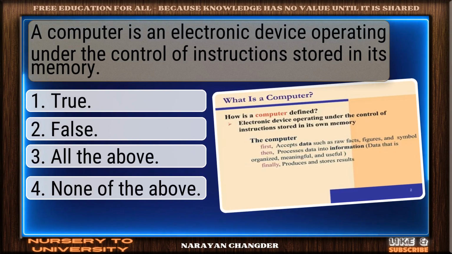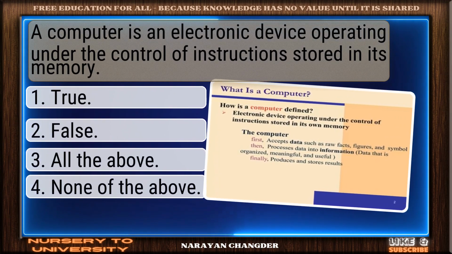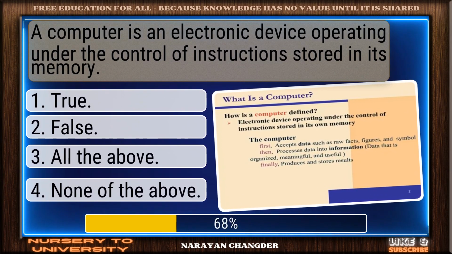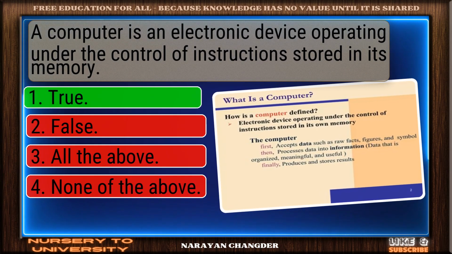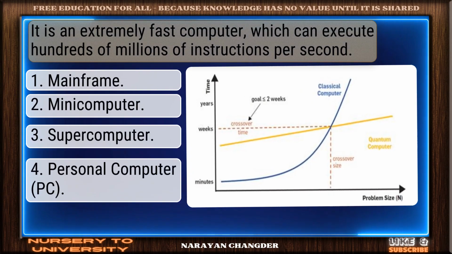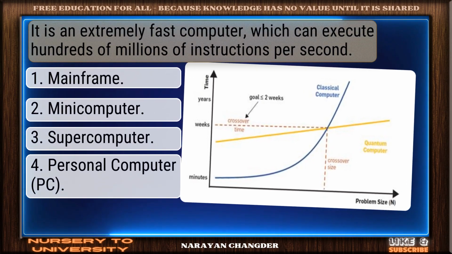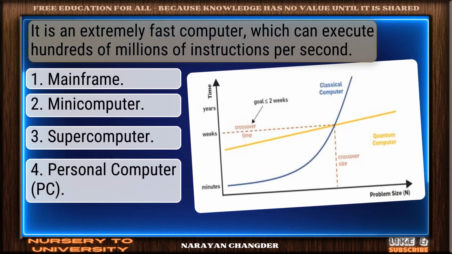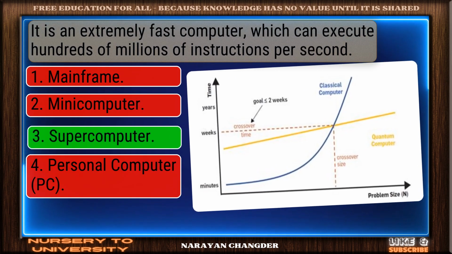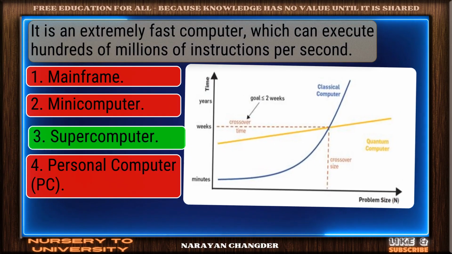A computer is an electronic device operating under the control of instructions stored in its memory. Great job. True is accurate. It is an extremely fast computer, which can execute hundreds of millions of instructions per second. You got it. Supercomputer fits.